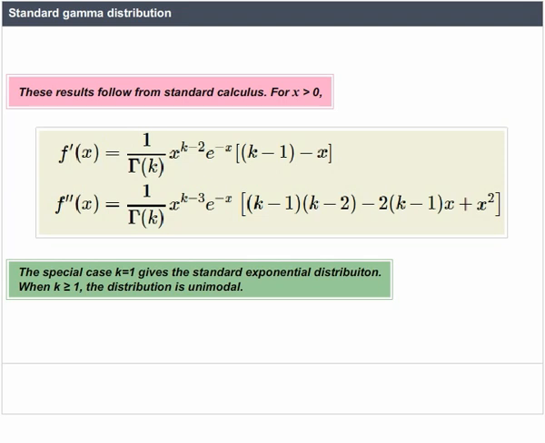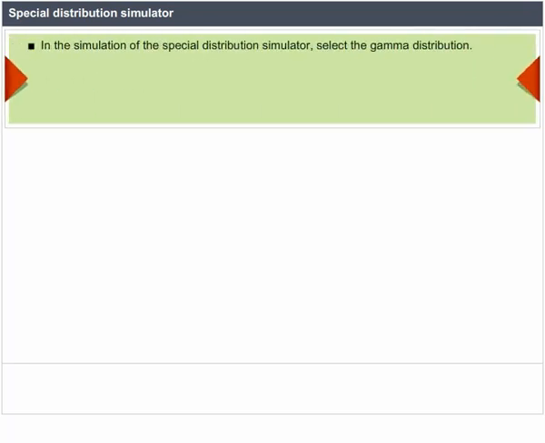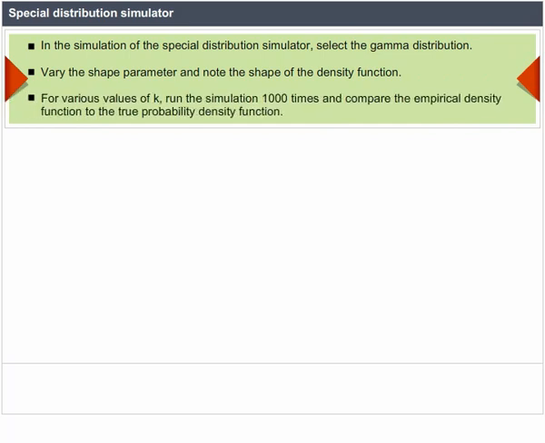In the special distribution simulator, select the gamma distribution, vary the shape parameter and note the shape of the density function. For various values of k, run the simulation 1000 times and compare the empirical density function to the true probability density function.